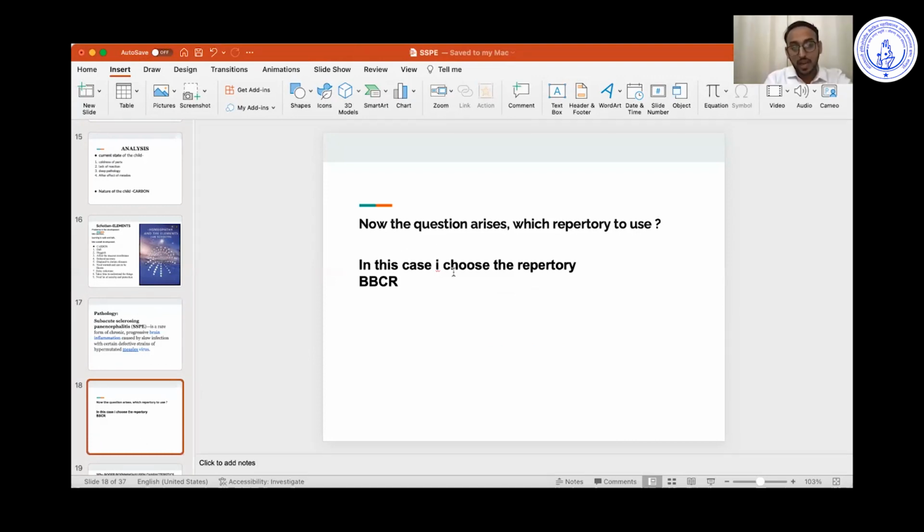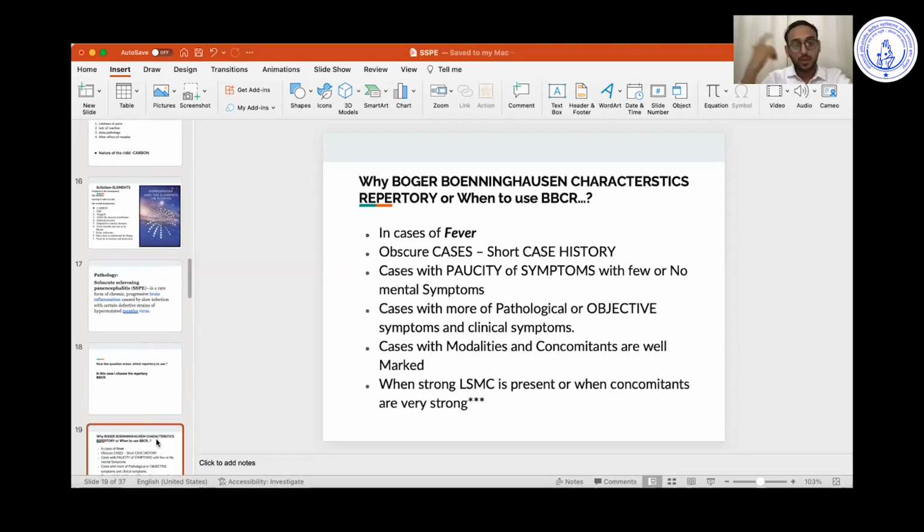So in this case, I chose the repertory BBCR. But again, the question arises: why BBCR? Why not Kent? Why not the Complete Repertory? Why not Phatak's Repertory? So here are a few points on why we should use Boger Boenninghausen in such type of cases.